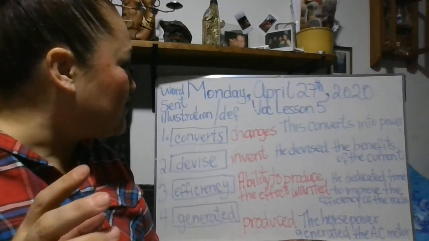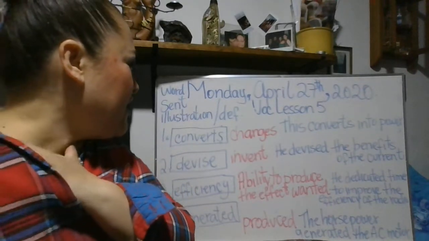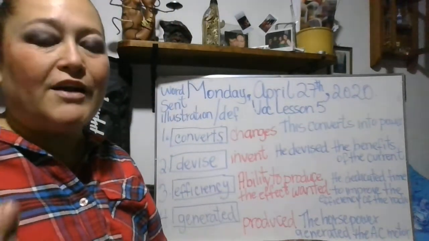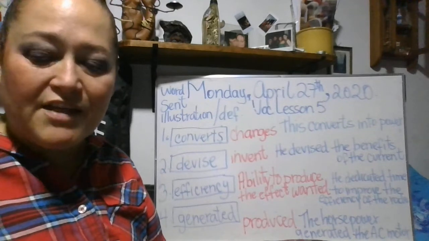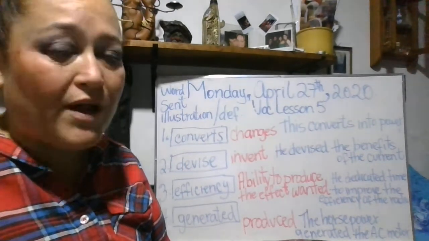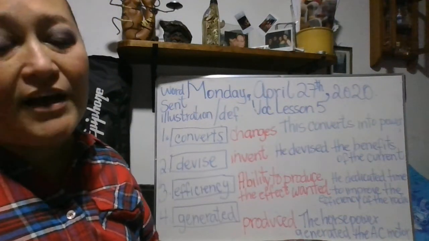A device is an invention when you invent something. He devised the benefits of the current. I told you that in this story we're going to find out about this scientist that, wow, he had a lot of inventions. You're going to be so surprised what he invented. So he made a lot of devices to do that.